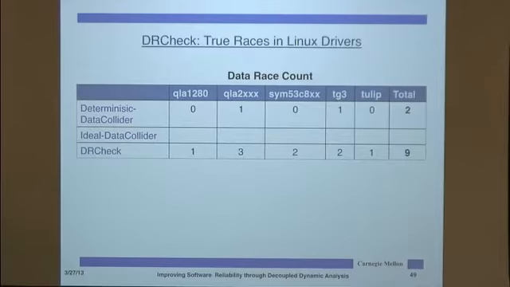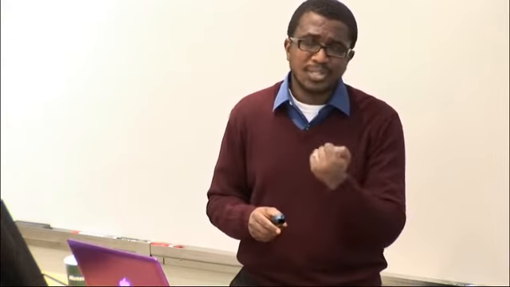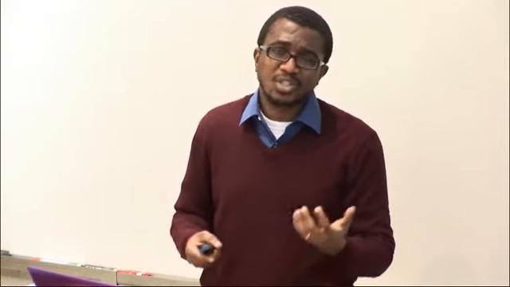The reason was that in this case, the first access was in an interrupt handler. The example I was just talking about, the first access was in an interrupt handler. And because Data Collider doesn't stall it, it will miss that race. The other reason was that some of these races actually occurred far apart in time.